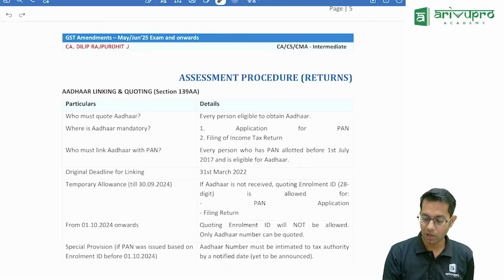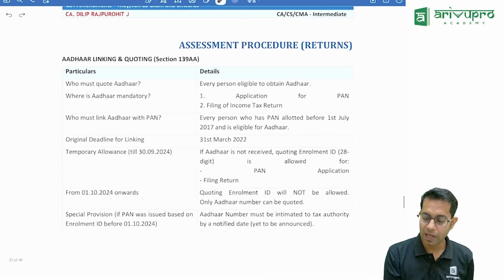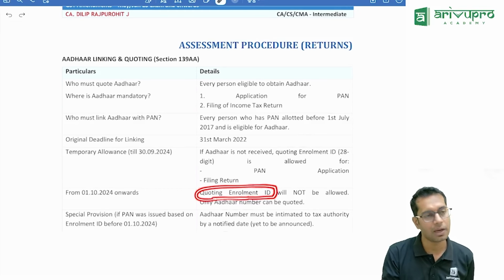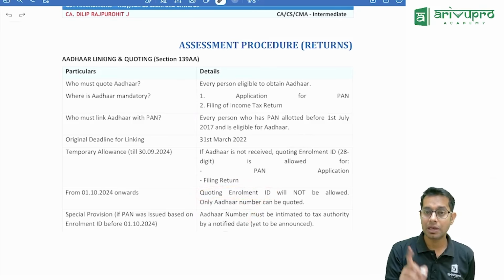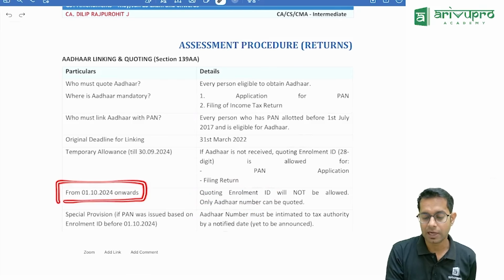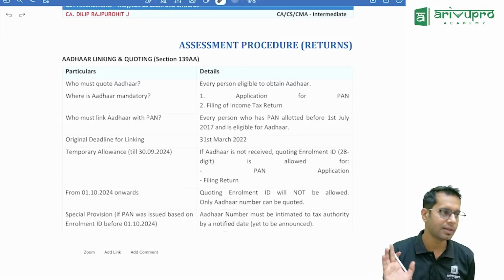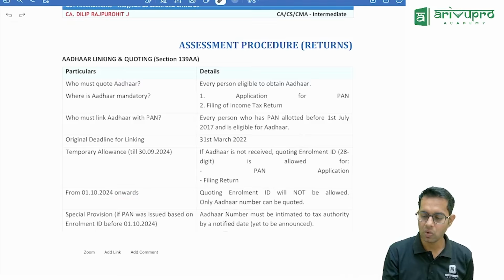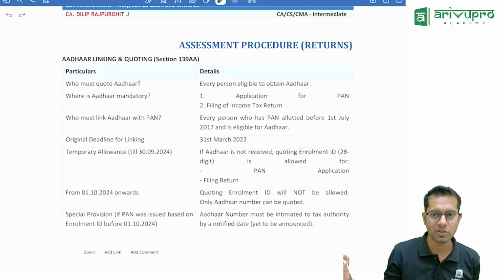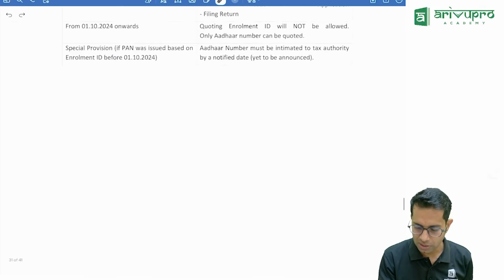Before, what we used to study was, if you don't have a PAN, you can quote your Aadhaar, and if you don't have an Aadhaar, you can quote your Aadhaar enrollment number. Now this has been removed. If you are filing your income tax return after 1st of October 2024, you must compulsorily quote your Aadhaar number. If you don't quote your Aadhaar number, your return will be treated as invalid. So that change is there.